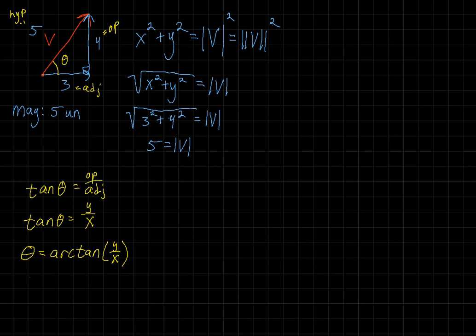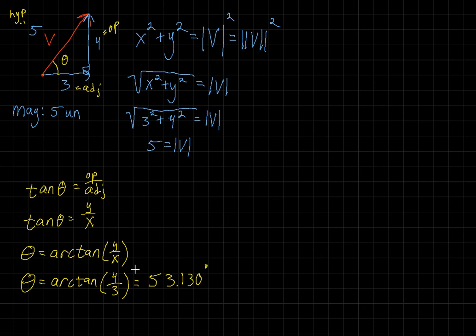So let's go ahead and plug in our numbers. Theta is equal to the arctan of y component, which is 4, over x component, which is 3. When I plug this into my calculator, we're most comfortable with degrees. So I'm going to go ahead and make sure that my calculator is in degree mode. And when I plug that in, I end up with an angle of 53.130 degrees.